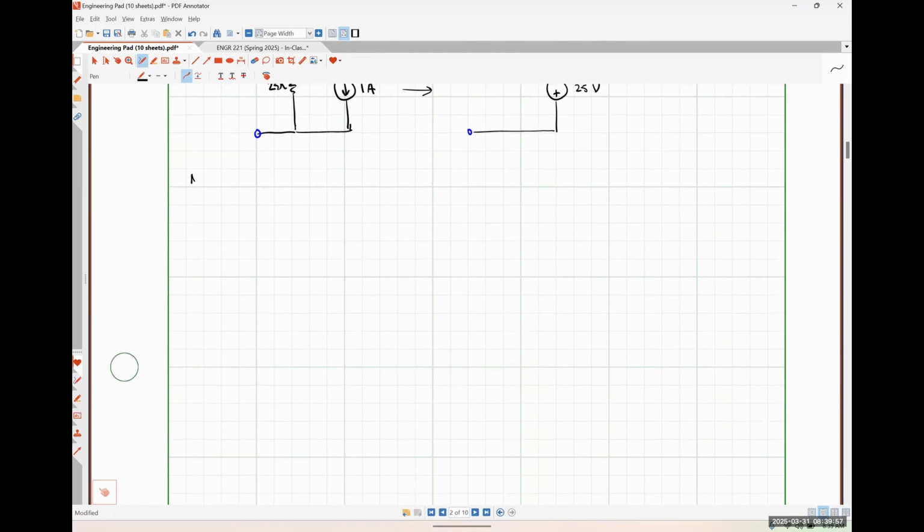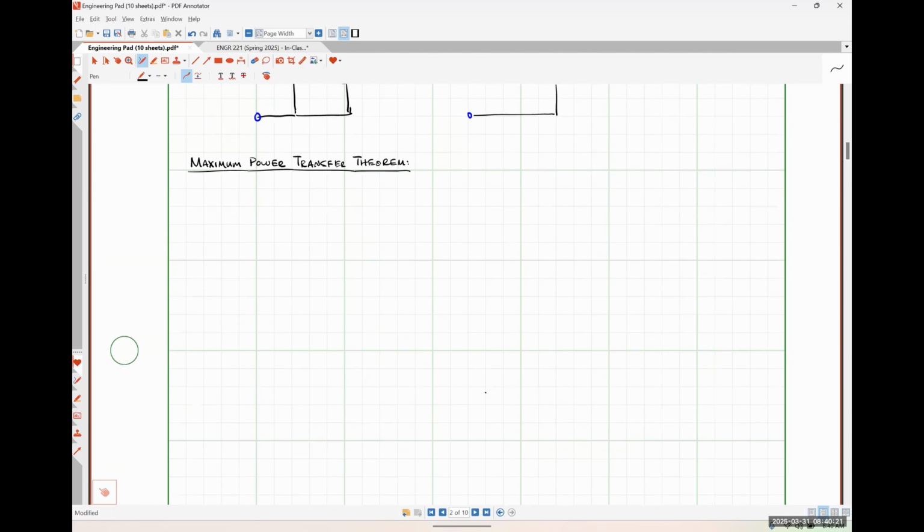Maximum power transfer theorem. So let's say that I had a system that I could simplify down to a practical voltage source connected to some arbitrary load resistance. So a system like this.